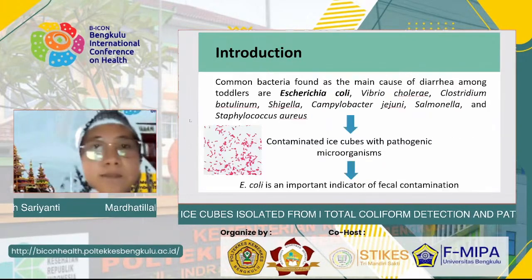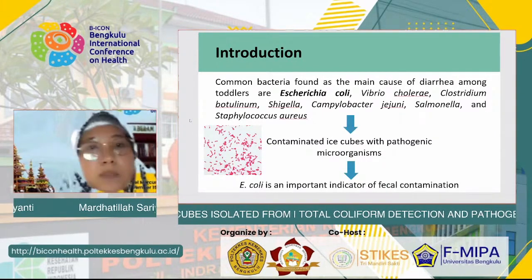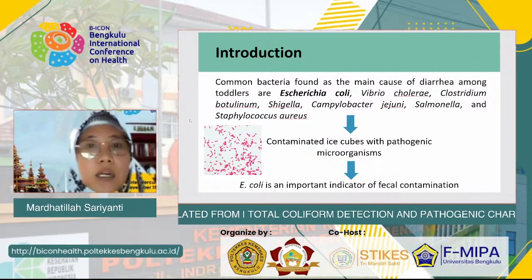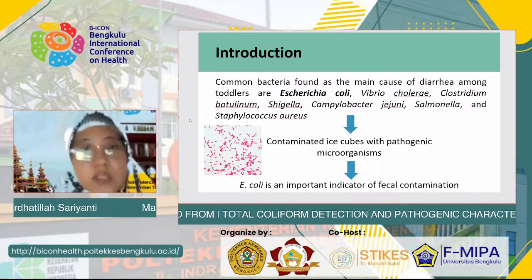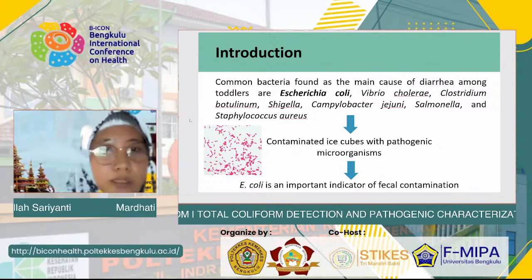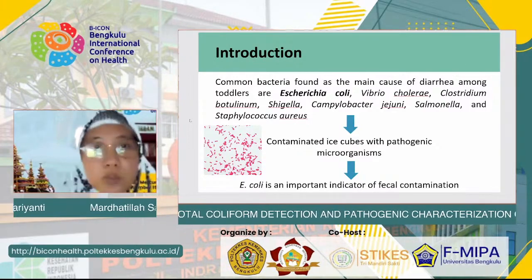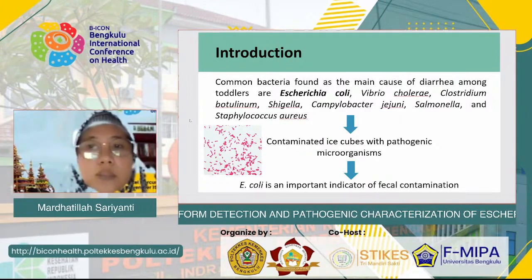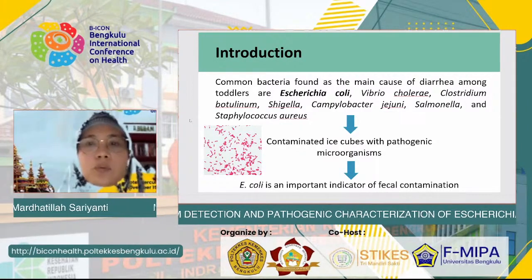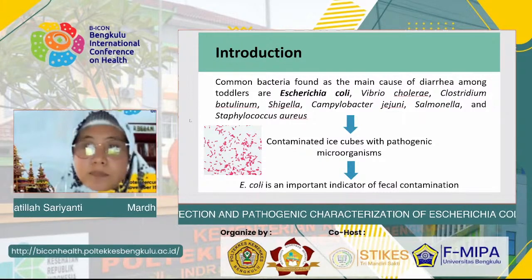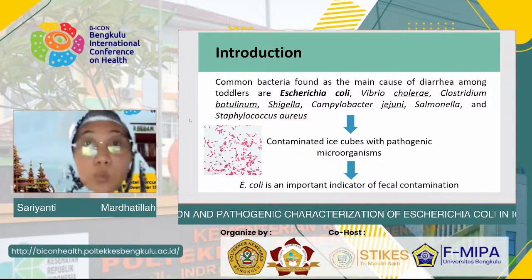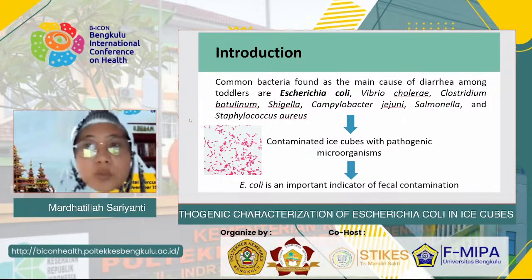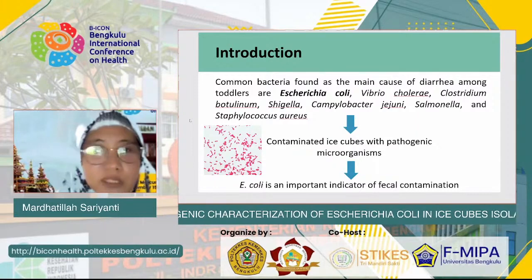Next slide. The common bacteria found as the main cause of diarrhea among toddlers are Escherichia coli, Vibrio cholerae, and others. And the most dominant is Escherichia coli. Contaminated ice cubes with pathogenic microorganisms emerge due to the use of raw water and contaminated ice packs for ice cube production, during delivery or cold storage.